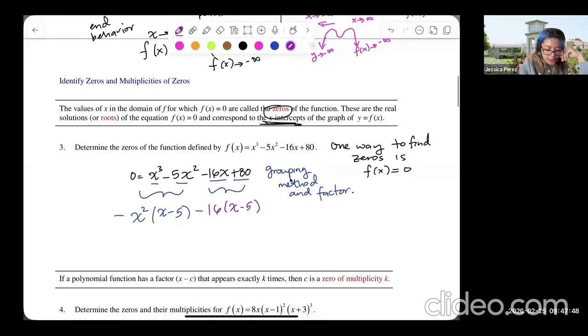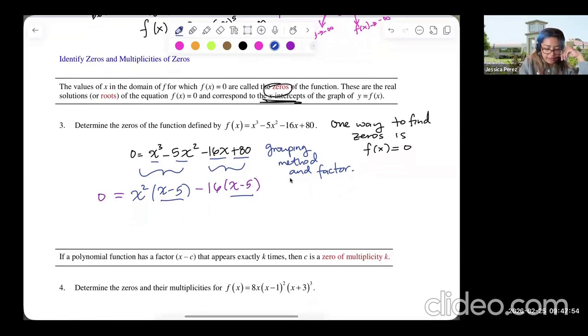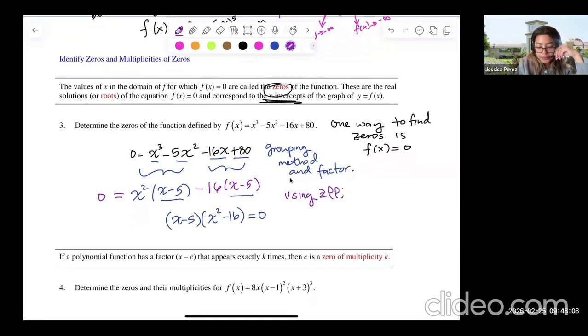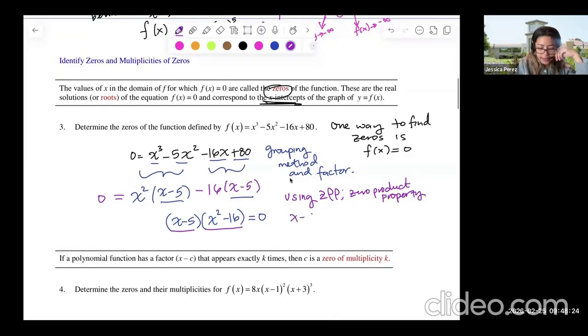Now this is set equal to 0. Because I have these terms to be the same, I can pull it out as one factor, x minus 5. The other factor is x squared minus 16. They're both equal to 0. Now I can split using the zero product property, ZPP. What does that mean? The zero product property means if this product equals 0, each individual factor is set equal to 0. So x minus 5, set that equal to 0. x squared minus 16 is equal to 0.